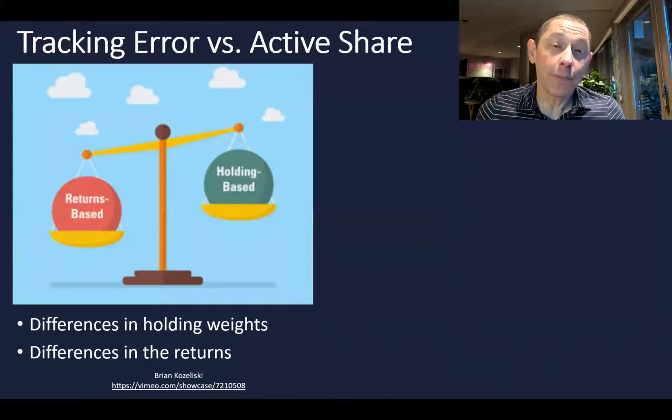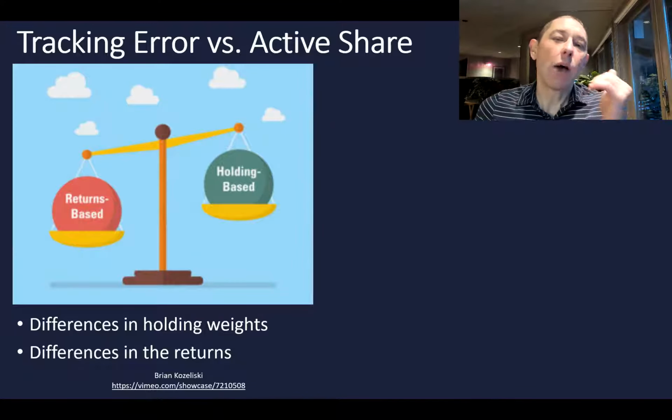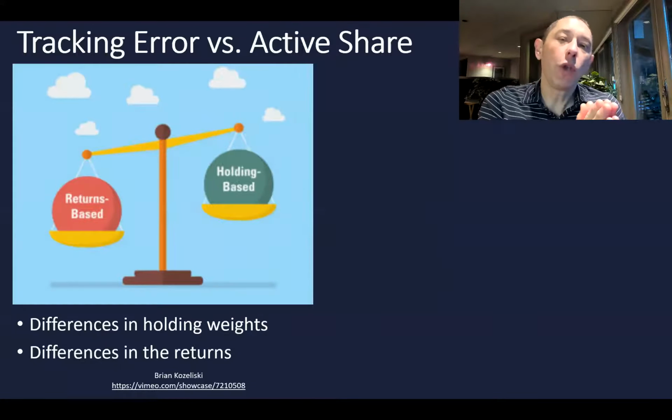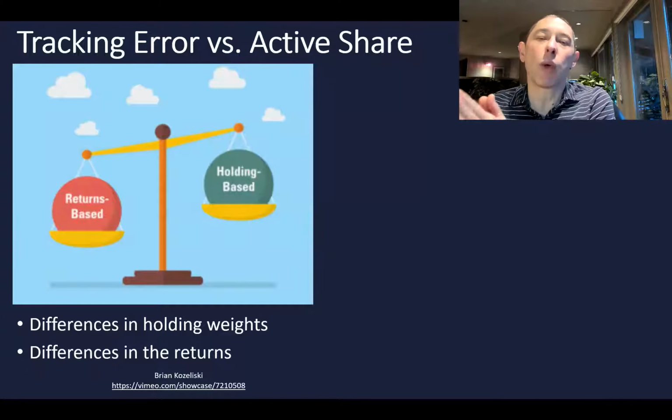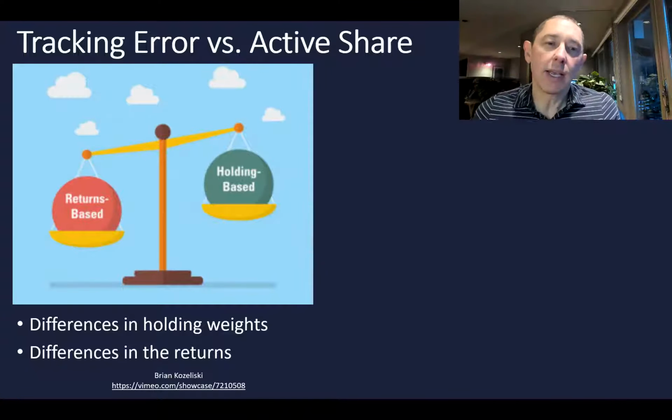As a refresher, the active share was a way of measuring how different the portfolio weights are compared to the benchmark weights. We're actually looking at the holdings in the portfolio. With tracking error, we're going to look at how different the returns end up being. So you could have a portfolio that has weights that are very different from the benchmark, but ends up performing in a very similar way to the benchmark. So you can see how these measures measure different things.